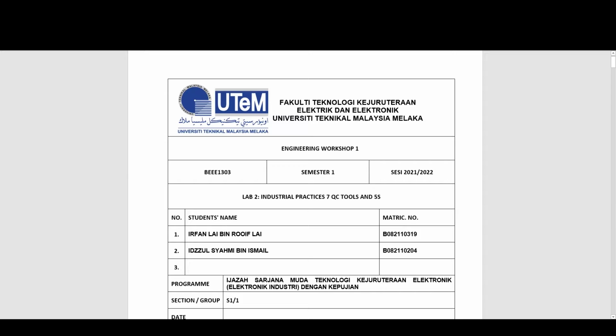The main objective of this lab 2 is that we're going to understand what the 7QC tools are and how we're going to implement 7QC tools in the workplace, as well as understand what 5S actually is and how we're going to use 5S in the workplace.